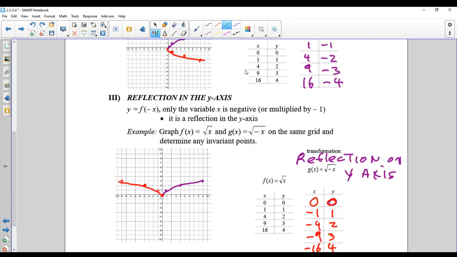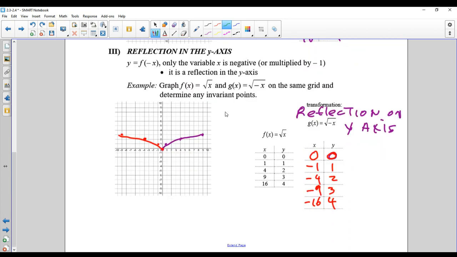And by the way, it's the same thing down here. The invariant point is also 0, 0. Hope everybody can see why. It is on the axis of reflection, yes. Oh, no, absolutely not. It just depends on which point is on the x-axis or y-axis for it to be invariant.